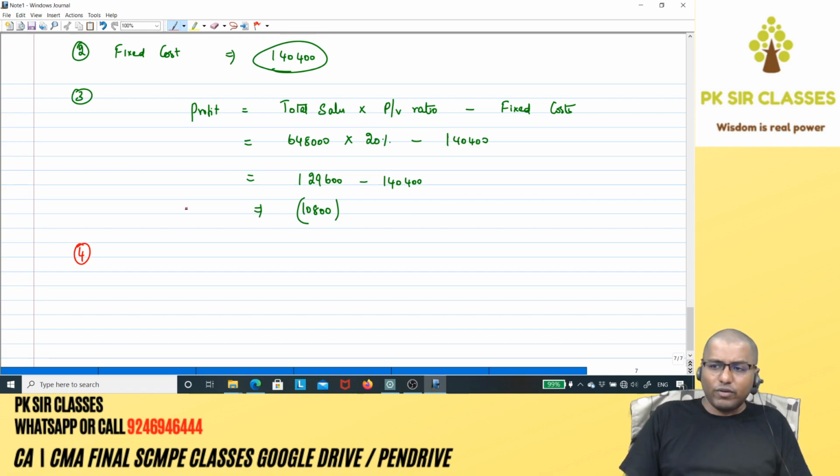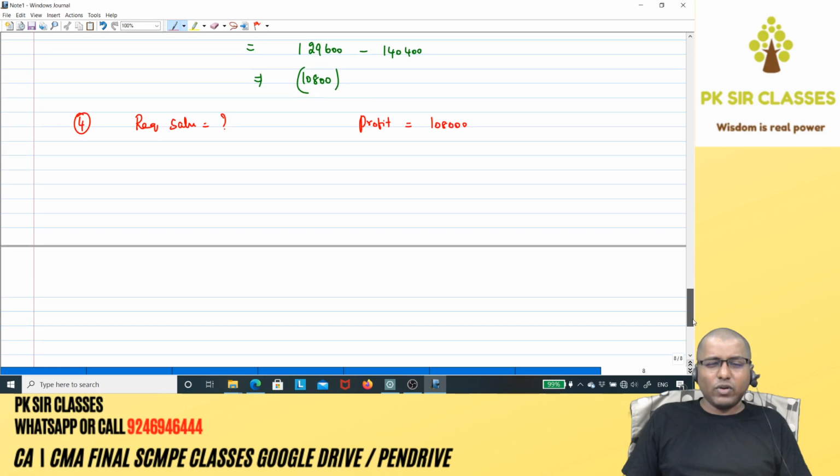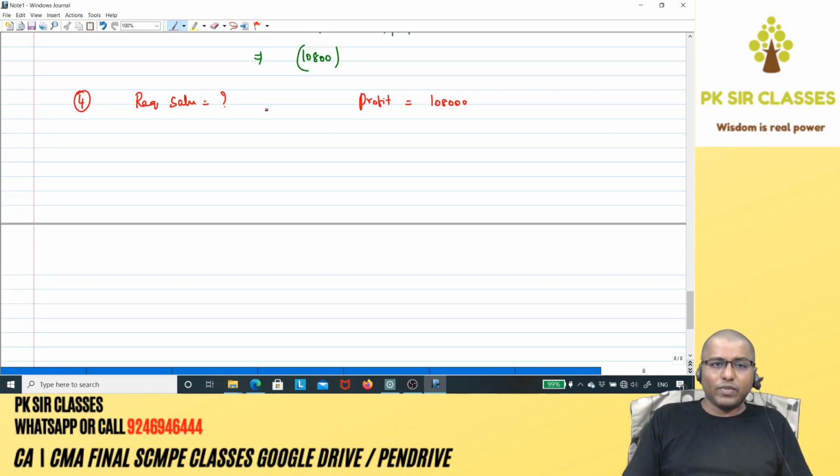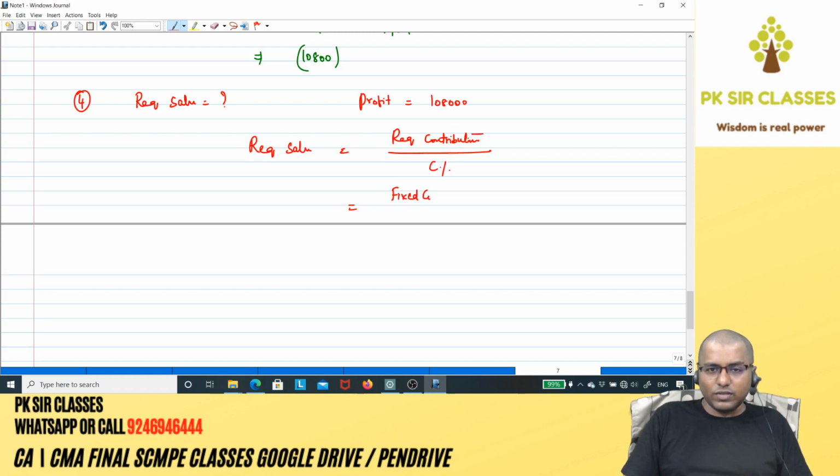Chalo. Now let's move on to the fourth one. Sales required to earn a profit of 1,08,000. Same stuff. So you need to calculate required sales. The condition is profit should be 1,08,000. Pretty simple. You guys remember, we have already done the same model in the previous problem. So required sales is equal to required contribution divided by contribution percentage. Required contribution is nothing but fixed cost plus required profit, because fixed cost plus profit is nothing but contribution, whole divided by contribution percentage, which is nothing but PV ratio.